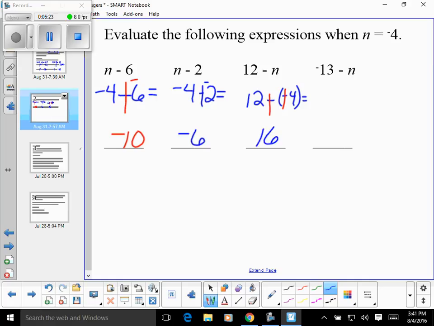The last one is pretty similar. Negative 13 minus negative 4. I'm going to add the opposite, and I will get a negative 9.